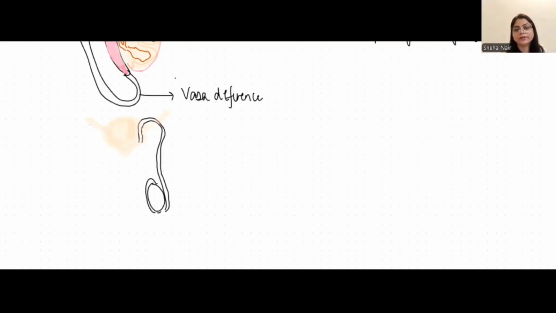Now this seminal vesicle, the duct of seminal vesicle and the vasa deferens, they join together and they form another duct called ejaculatory duct. So the one that you can see here in black color is the vasa deferens. This red color is the seminal vesicle. And the vasa deferens and seminal vesicle join together to form ejaculatory duct.